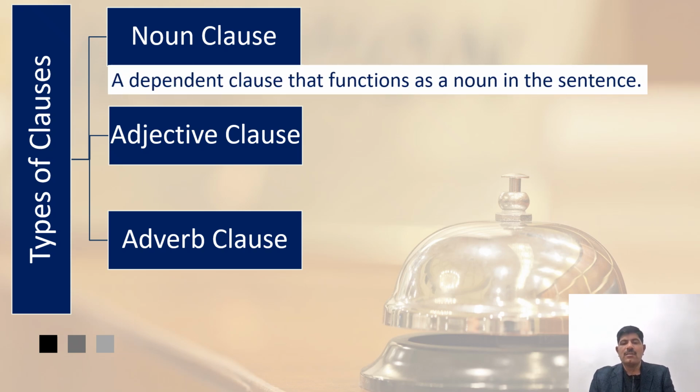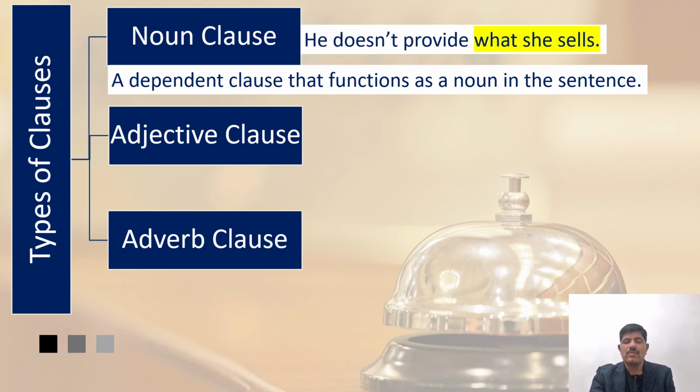Any dependent clause that functions as a noun in the sentence is a noun clause. For example, he doesn't provide what she sells. What she sells is the object of the sentence, that is why it is functioning as a noun.